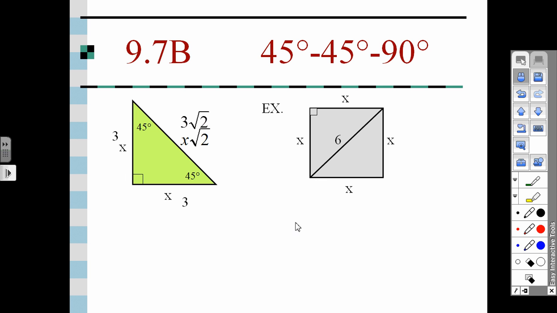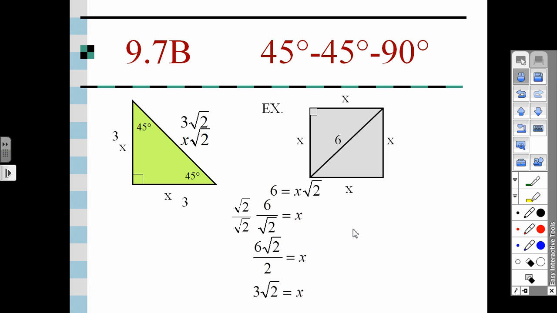So in this case, we're going to do exactly like we did in the last problem with the 30-60-90 triangle. We're going to set 6 equal to x root 2. We're going to go ahead and solve by dividing by root 2, rationalizing the denominator, and then simplifying. So now we know that x has a length of 3 root 2, and that would go all the way around.